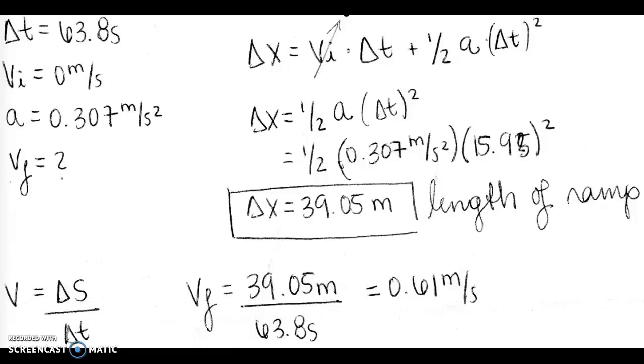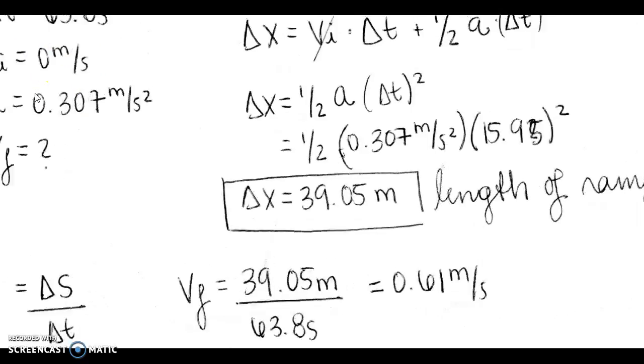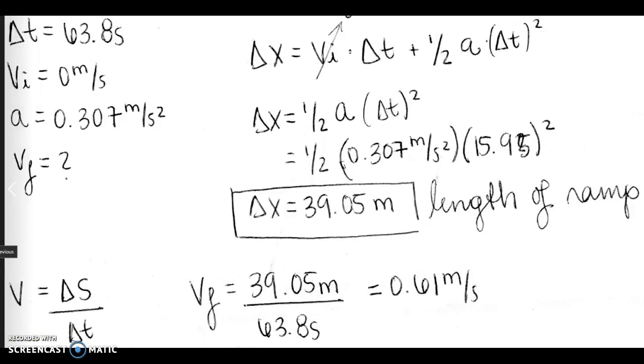So the information that the question gives us is the change in time it takes to complete the ramp if you go on it, and that's 63.8 seconds. It tells us his initial velocity is 0 meters per second, and his acceleration whenever he begins to run is 0.307 meters per second squared. And we want to know the final velocity, or the speed at which the ramp is moving. And so that's what we're looking for.